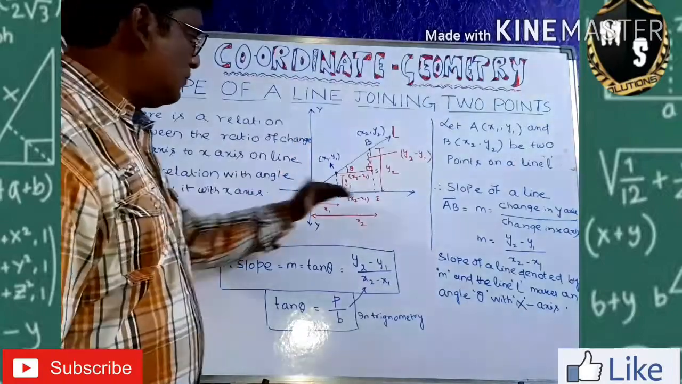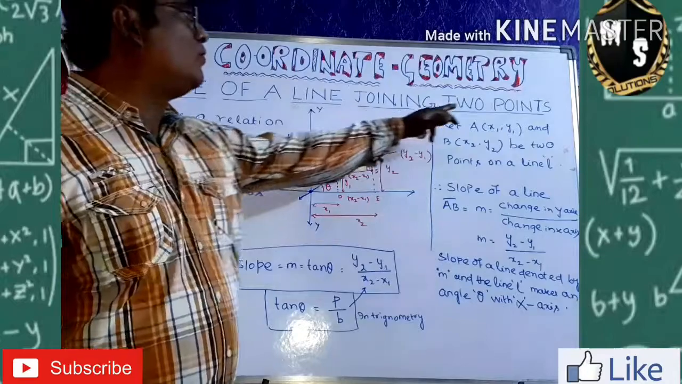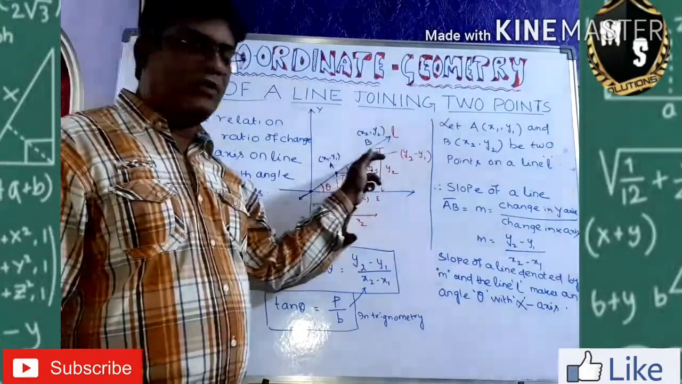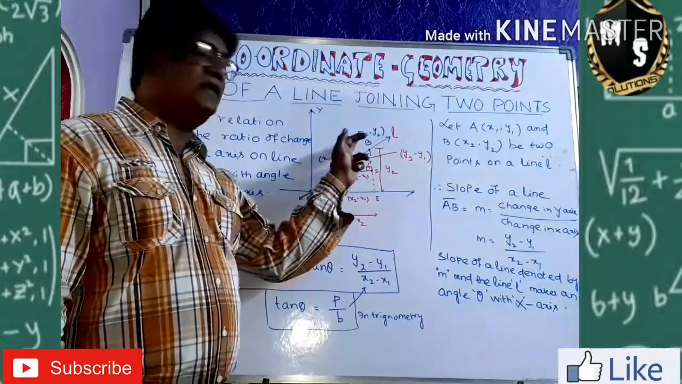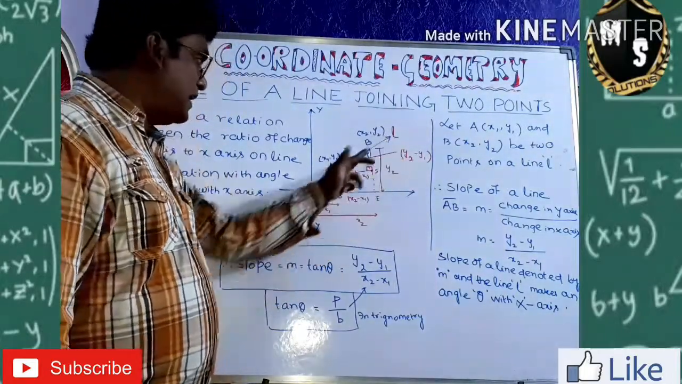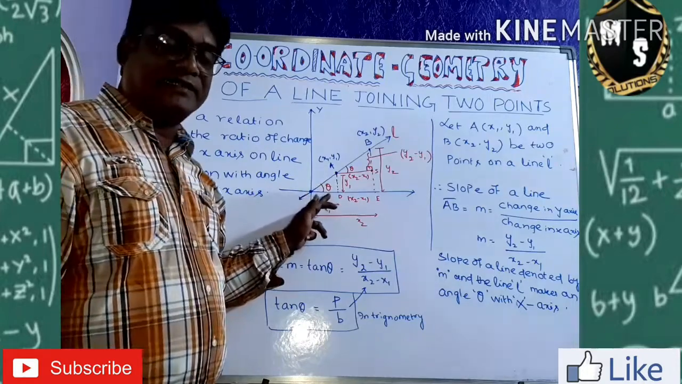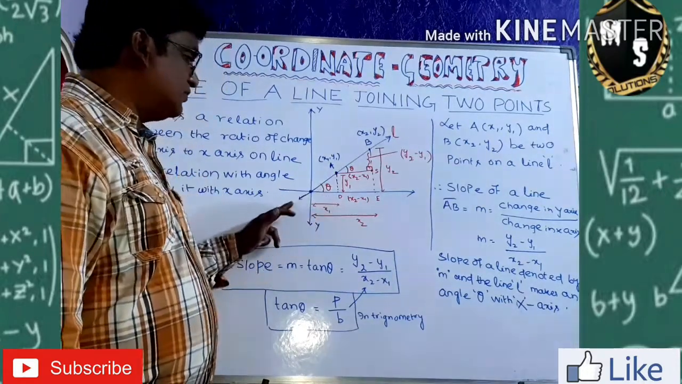Next, I wrote it here. See, I took a quadrant now. In a quadrant, my 2 points are there. Line joining 2 points. So my 2 points are A and B now. A coordinate is x1, y1 and B coordinate is x2, y2 now. Let the name of the line be L, and the line is creating an angle with the x-axis. Let the angle be theta, and passing through the origin.